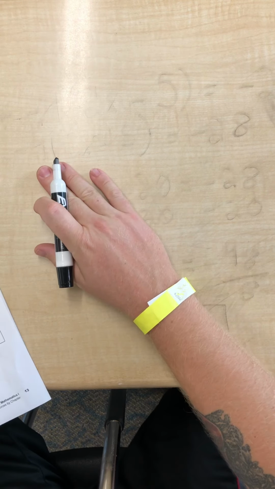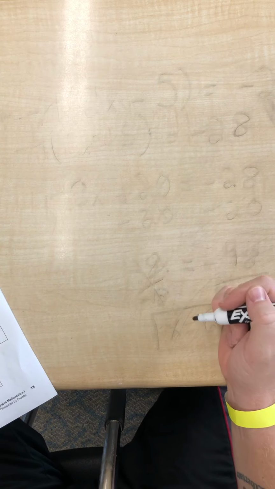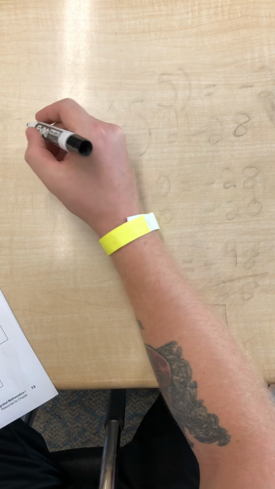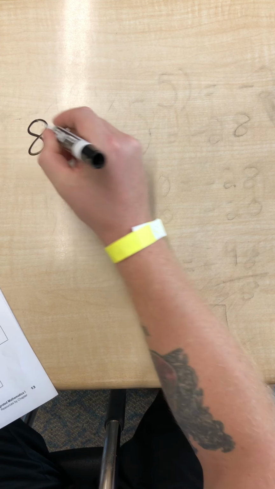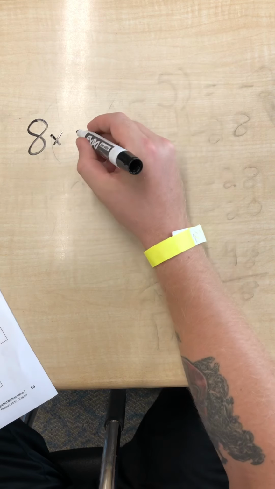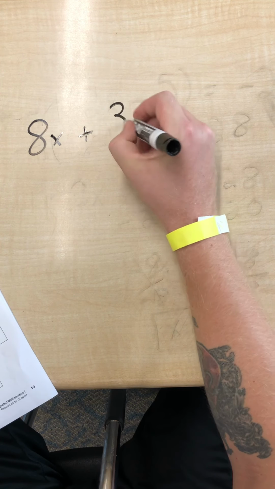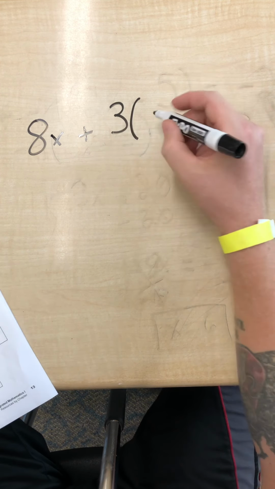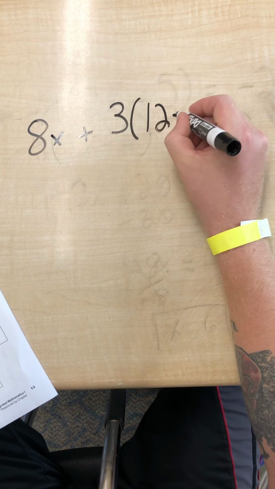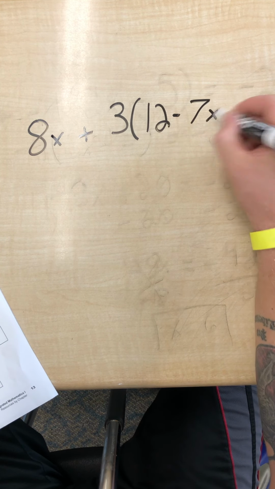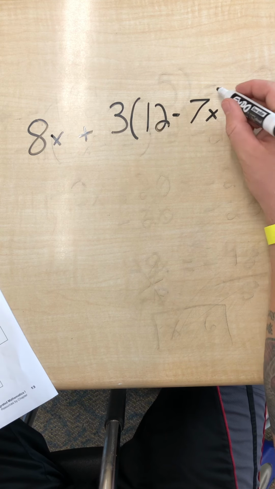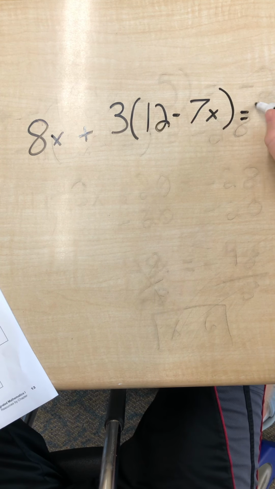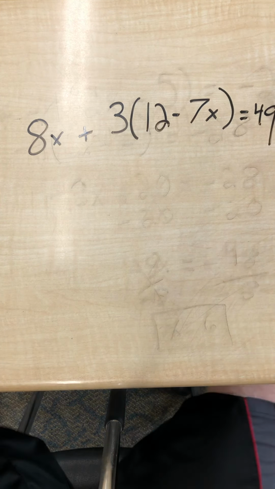All right, I have this directly from our computer. Here we go. So I'm going to have 8x plus 3, and then in parentheses, 12 minus 7x. Ooh, we're getting a little intense here. Equals 49. I want to make sure you guys can see that.